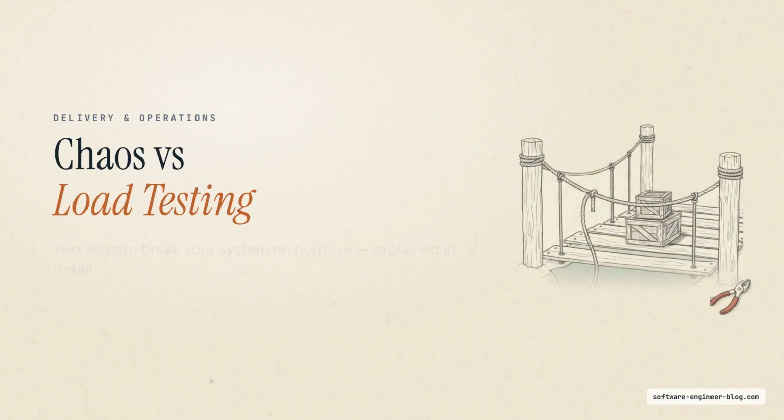Chaos engineering versus load testing. This is delivery and operations, the part of system design that asks how your software behaves when things go wrong. Most people treat these two as the same practice. They are not. Here is where almost every system actually sits today.